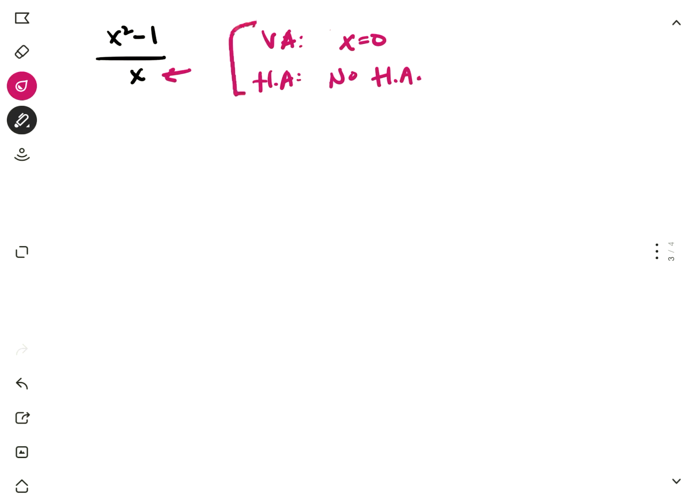Step 2, we're going to find our intercepts. So our x-intercept, we said, is the top. What makes that 0? It's going to be x squared minus 1 equals 0, plus 1.